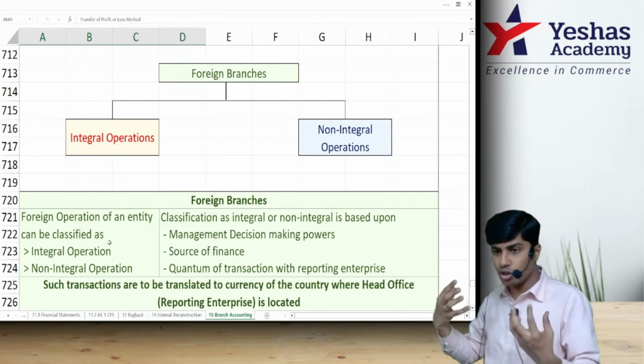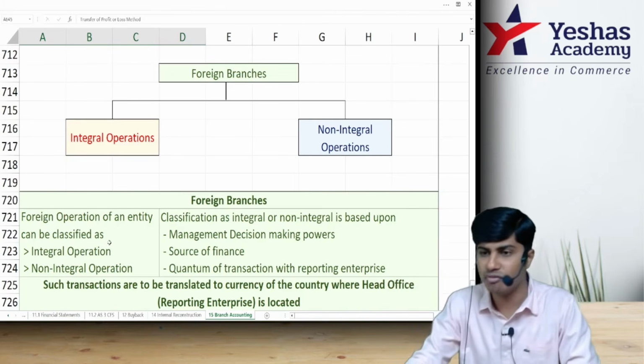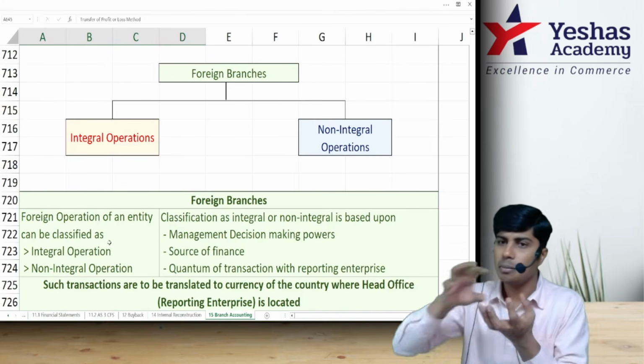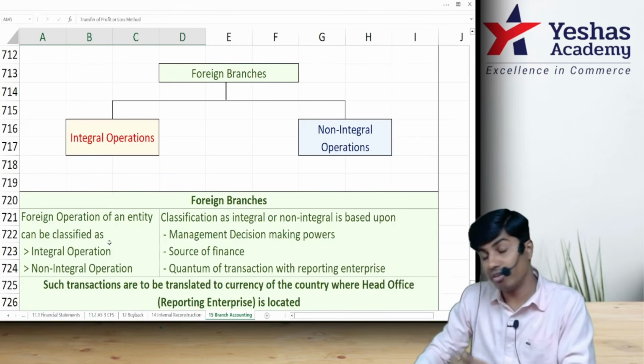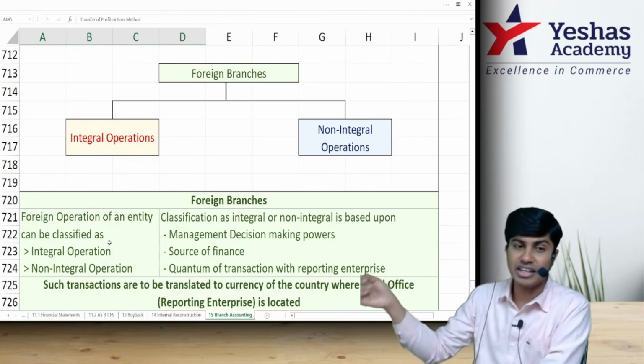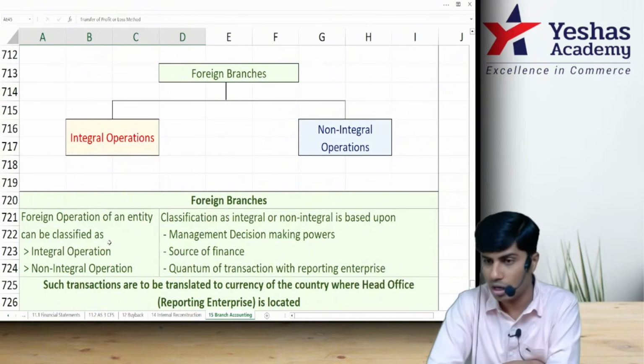Integral is an extension of the head office operations that is there in foreign. Non-integral is where the branch is treated as a separate entity. Does this matter? It definitely does. Based on whether it is integral or non-integral, we will do accounting.